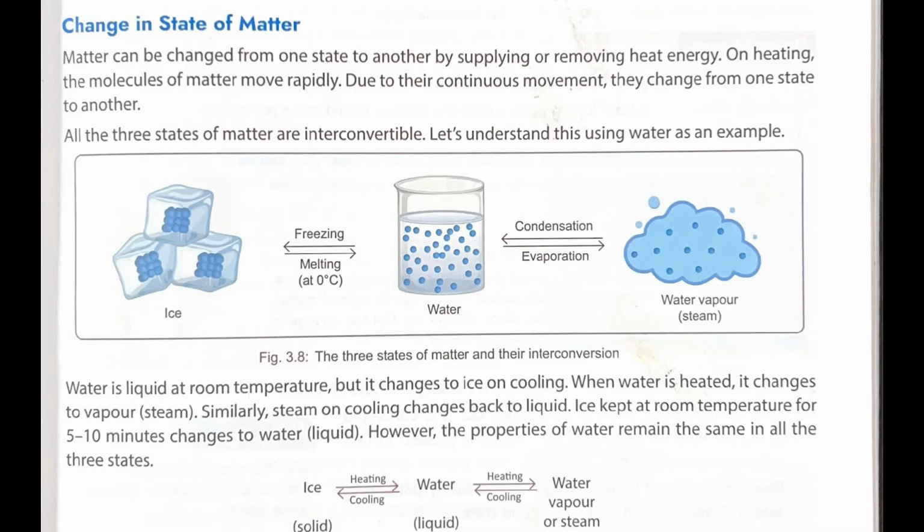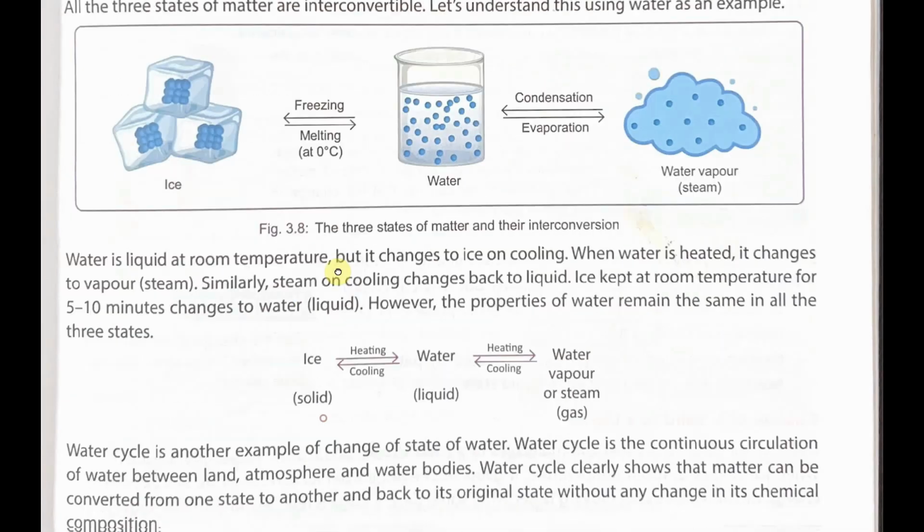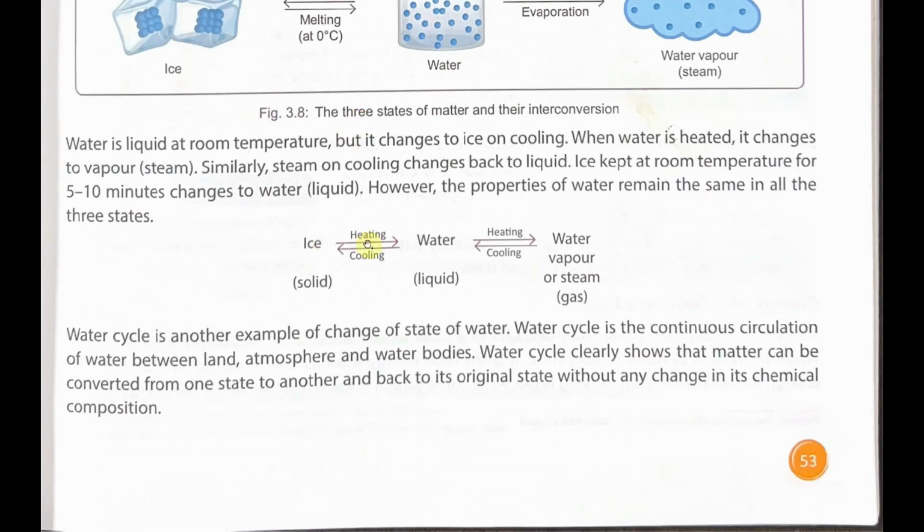Ice kept at room temperature for 5 to 10 minutes changes to water or liquid. However, the properties of water remain the same in all the three states. So, ice on heating will become water, water on heating will become water vapor or steam. Water vapor on cooling will become liquid water, and water, which is liquid, on cooling will become ice.